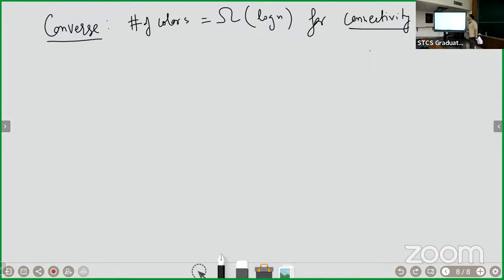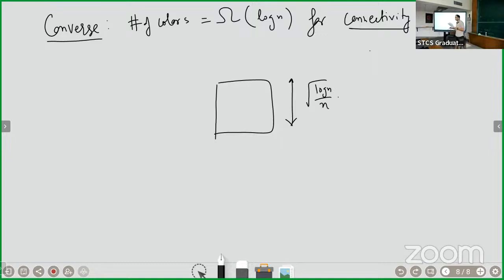So again, use the same tiling. Let's say this small box here has side simply square root of log n. That's the size of this small box. So how many points lie inside? Roughly log n.